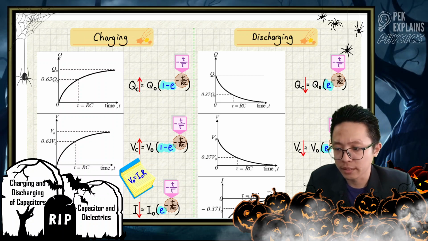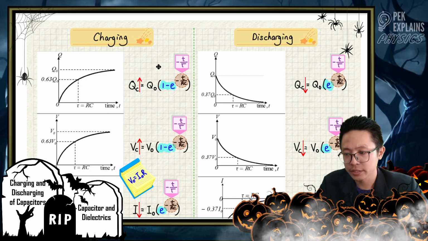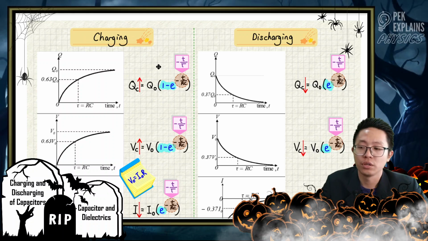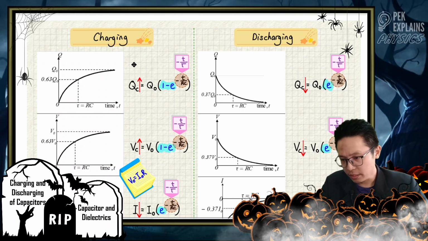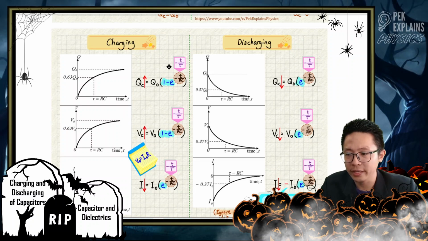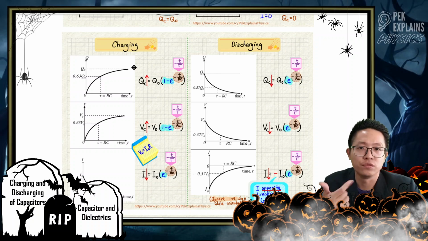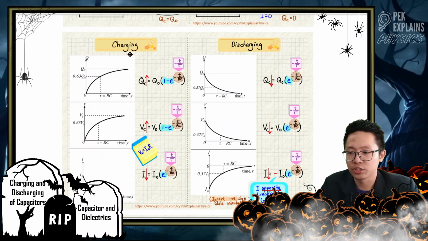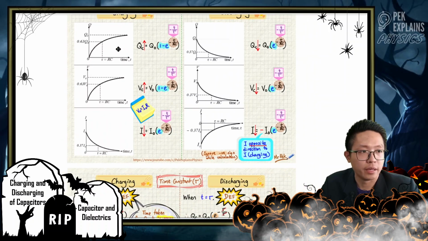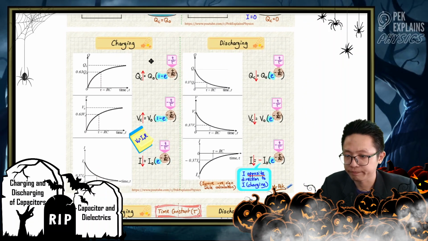Okay, now let us learn about the equations to find the charge, voltage, and current for both the charging and discharging process. First of all, I want you to recall what changes happen for charge, voltage, and current in both of these processes. Let's look at the charging process first.